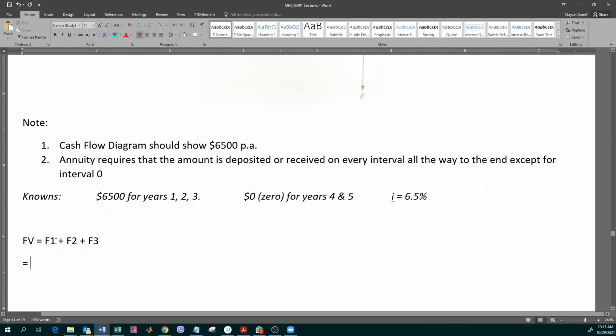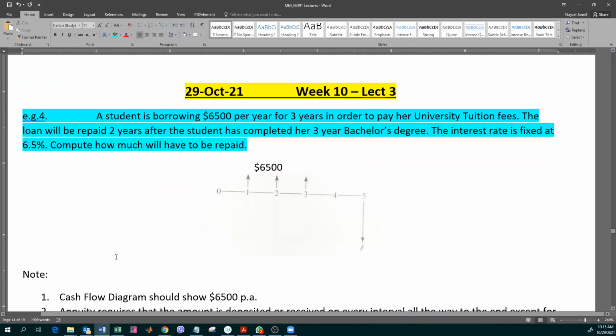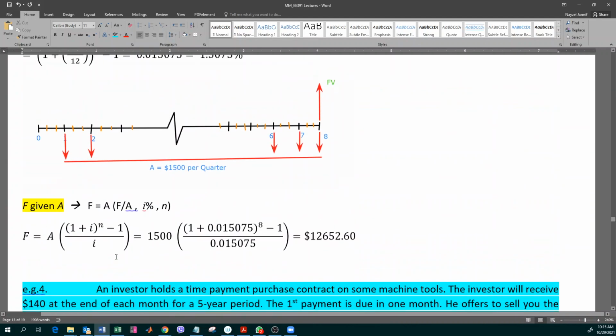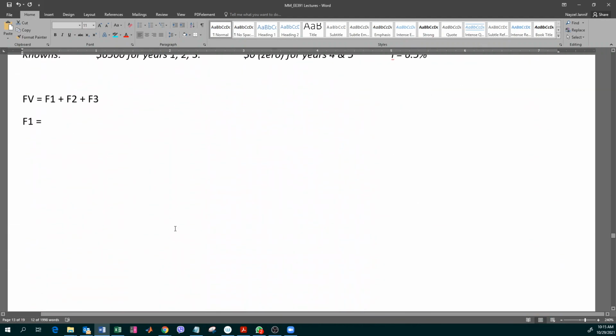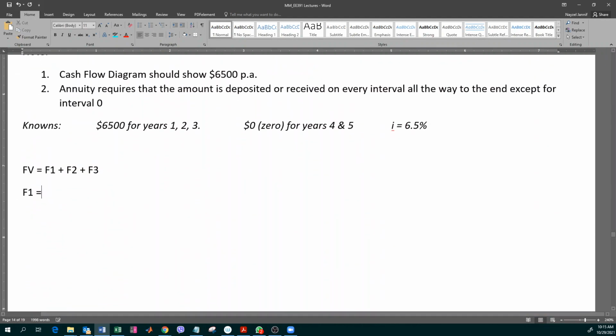So now my question is, how do we calculate F1, the future value of 1? What formula is good? You have given the formula. Yes, that is the formula. But what do we call that? I want you to tell me the type of formula, the name of the formula you have to use. F given P, right? F given P.